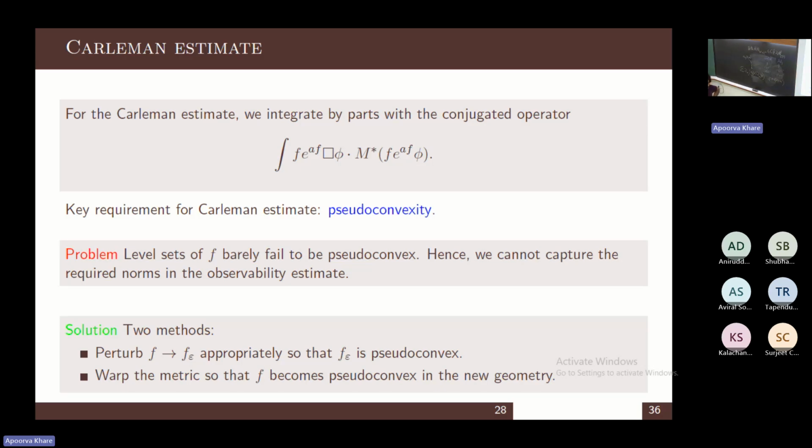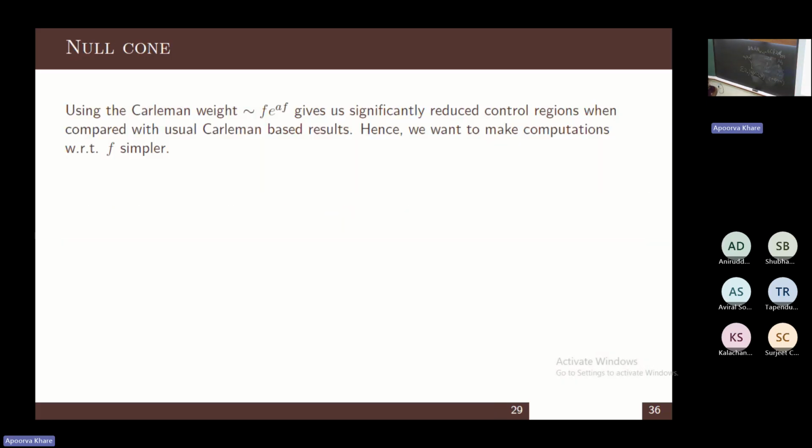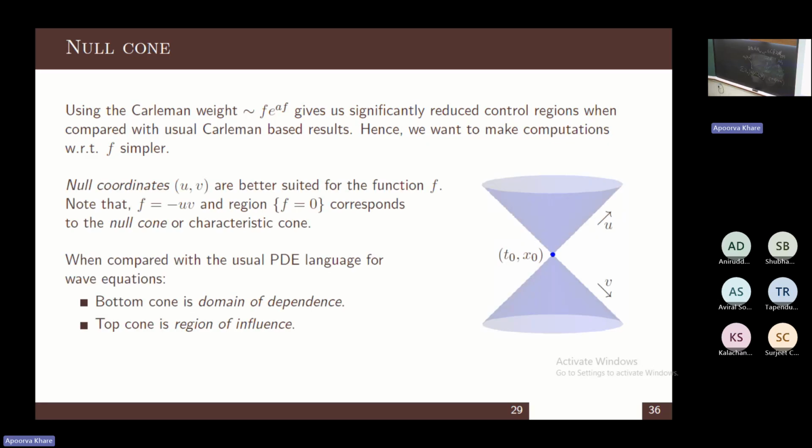So we have used both of these in different results, and you can see I am talking a lot about this f distance function, and there is a reason for that, which is that f is actually responsible for giving us significantly reduced control regions compared with previous Carleman methods. Because of that, we want any computations that you do with this f to go well with the geometry that you are taking. And this is done because of this notion of null coordinates.